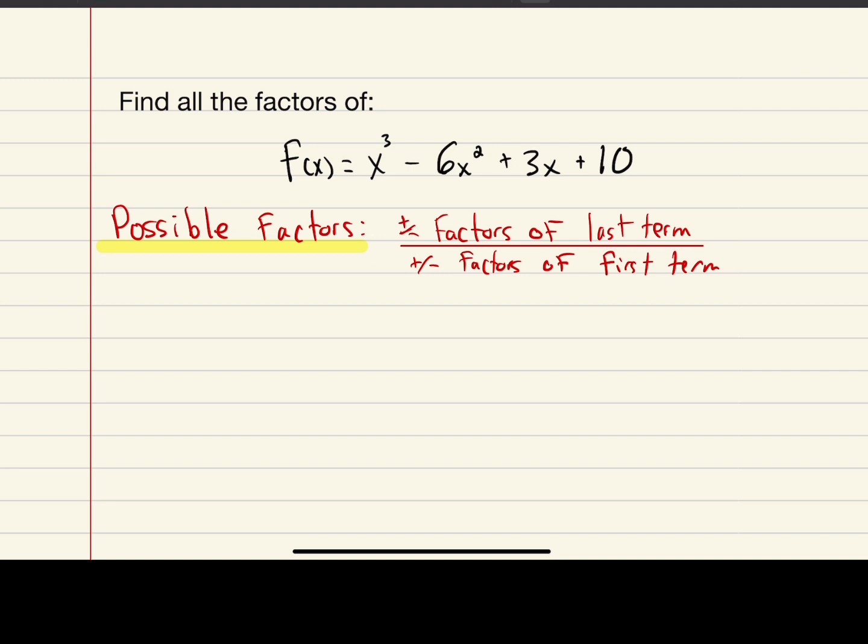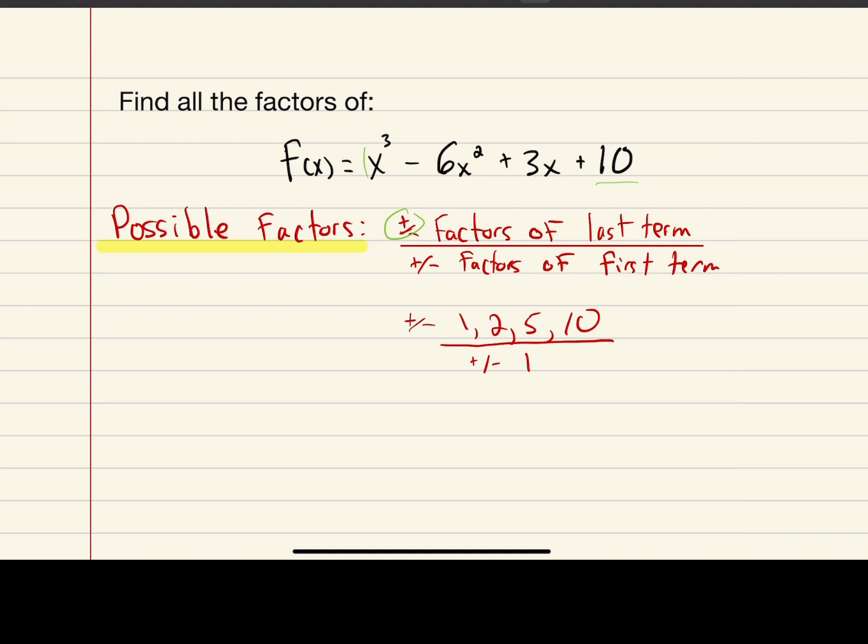So to find possible factors, we take all the factors of the last term, in this case the 10, plus or minus all those factors, divided by plus or minus all the factors of the first term, in this case the 1. And so when we do that, we end up getting the following. We get plus or minus, the factors of 10 are going to be 1, 2, 5, and 10, and that's going to be divided by plus or minus 1.